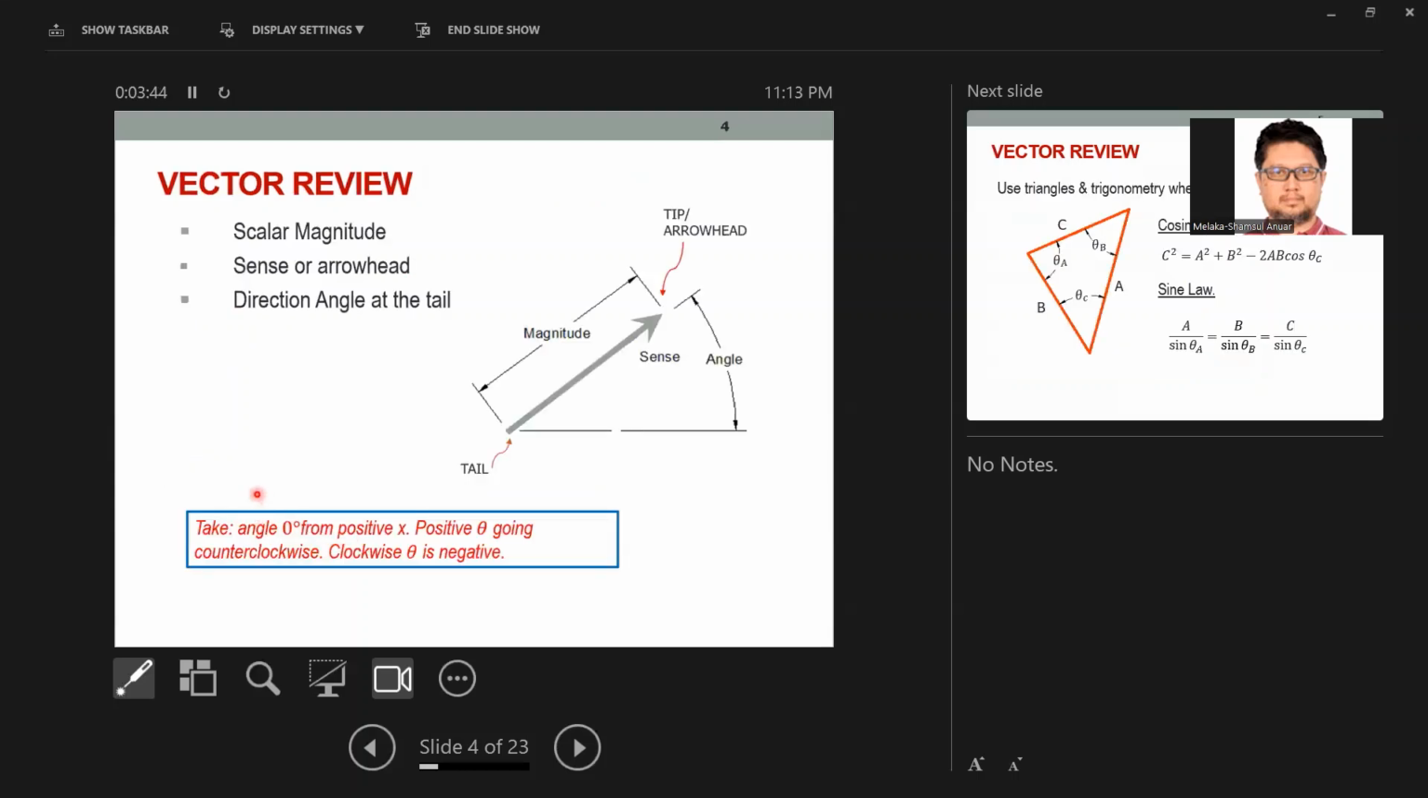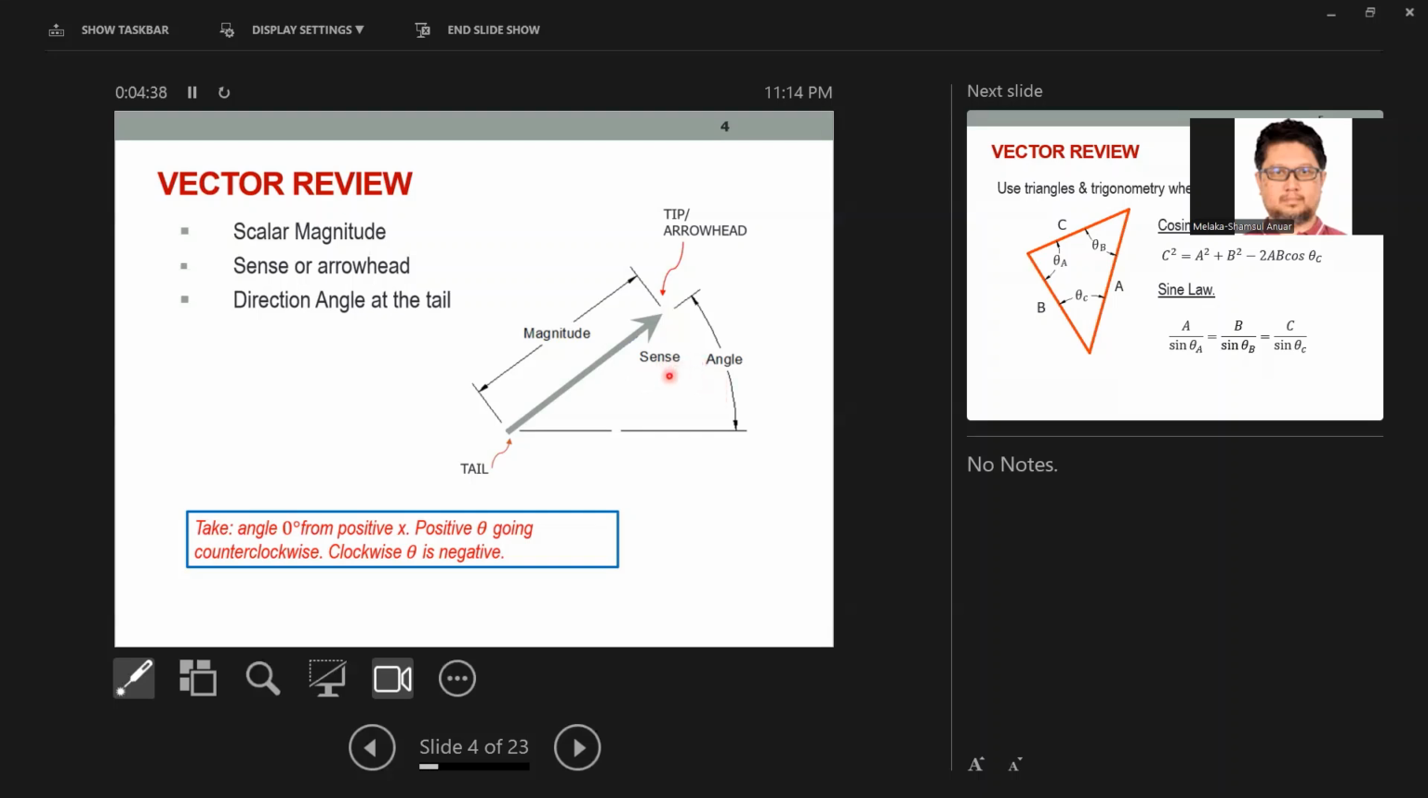All right, some review of vectors, how to understand vectors so that we can use them. A vector is usually depicted as an arrow. For the arrow, we have the tail and the tip, or arrowhead. Usually the length of the arrow will determine the magnitude. So you want to correlate the magnitude with the length. If the magnitude is bigger, the vector arrow should be longer. So that can be used as a comparison among other vectors.